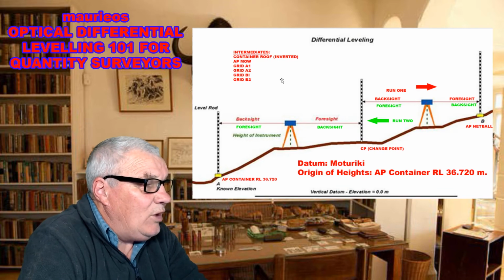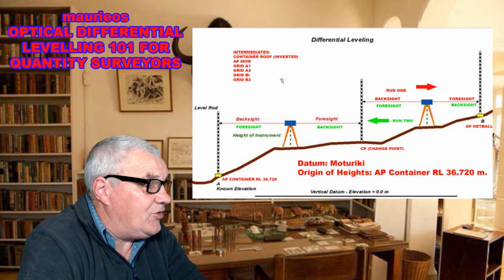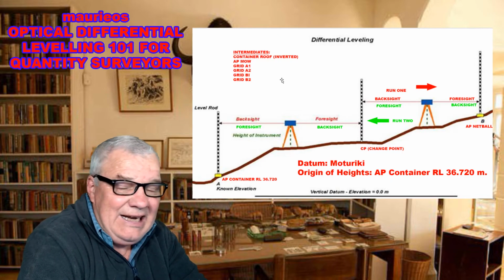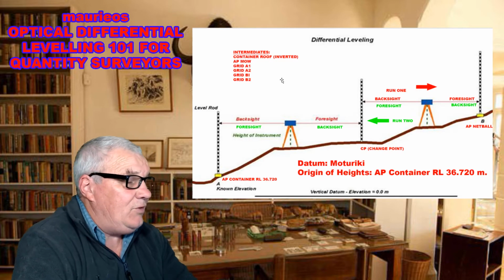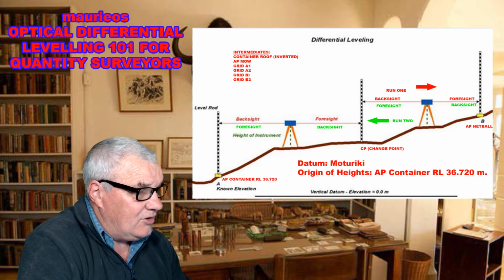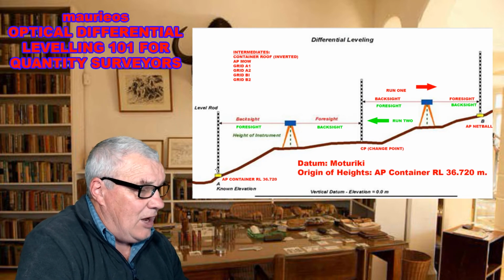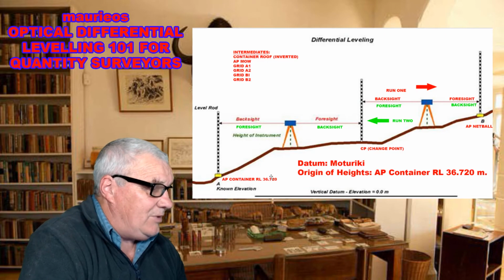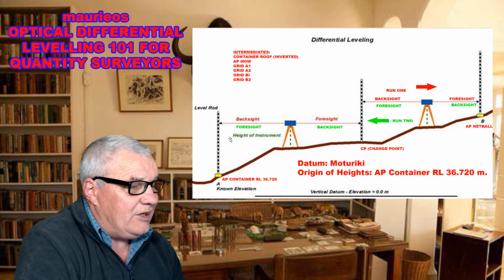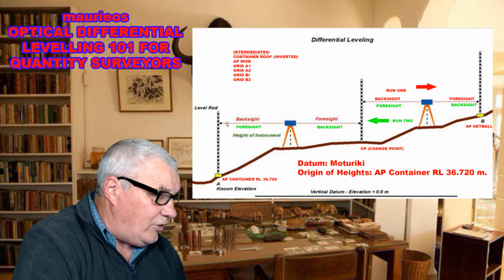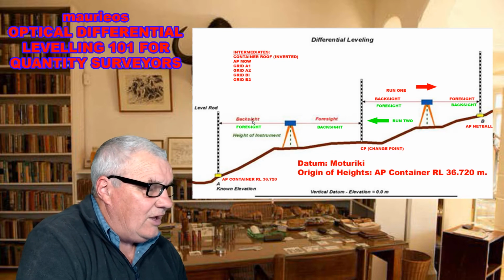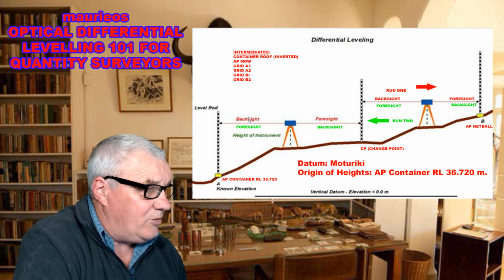I've mentioned this backsight business. What is the backsight? Well, it's the first reading at any setup. Every time you set up the instrument, you usually put the staff over at a known point, this time AP container, or a starting point, and you take a reading. That reading is called the backsight, and that establishes the horizontal plane, or where it's at. So that's always the first reading, the backsight.